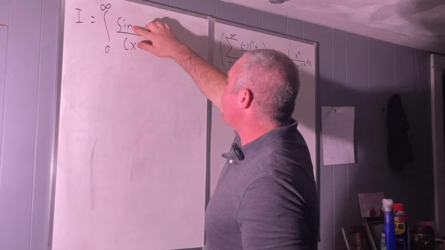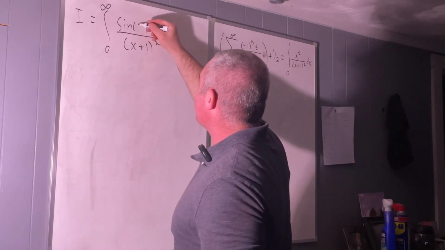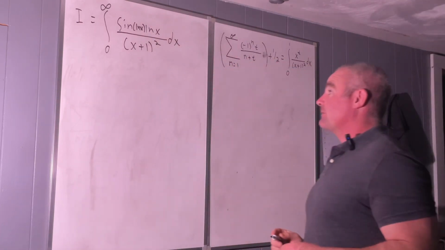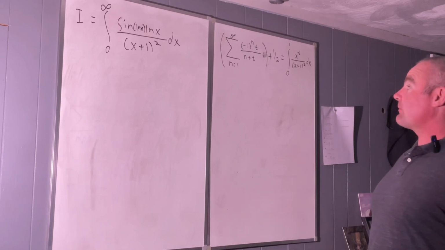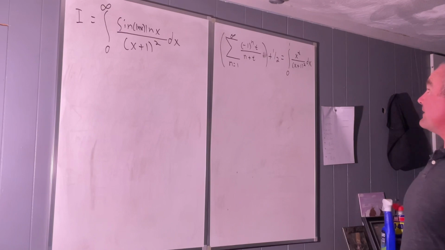Today we're going to be taking a look at this integral that I miswrote originally. It's actually sine of natural log x times natural log x over x plus 1 all squared. We'll be using this fact that I derived in a previous video. I will link to that video in the description.